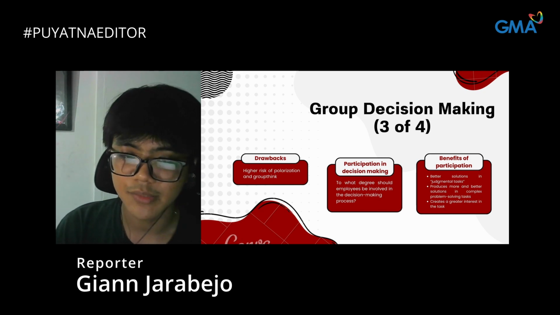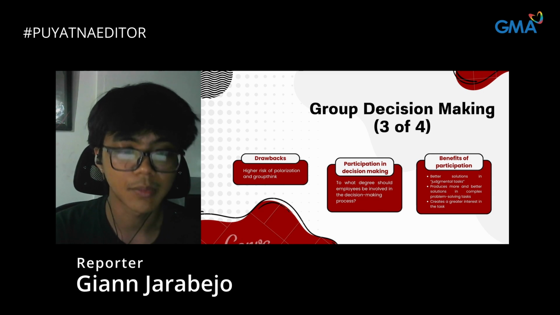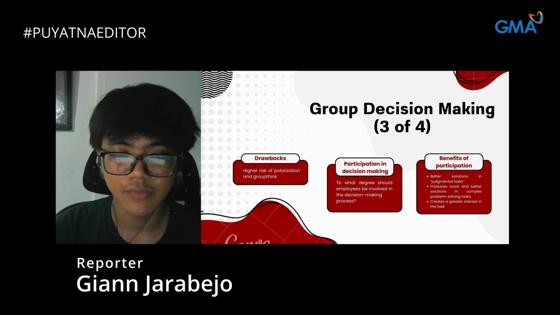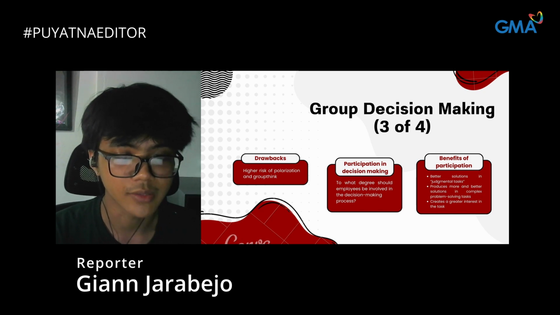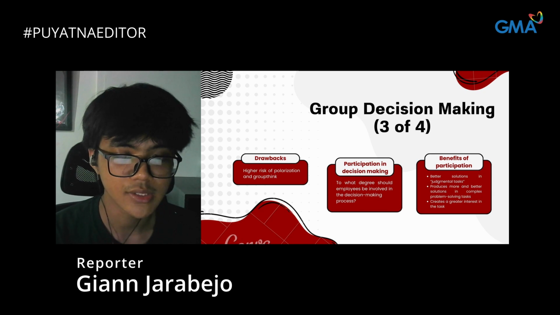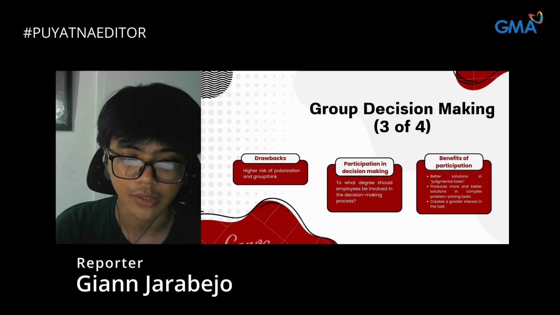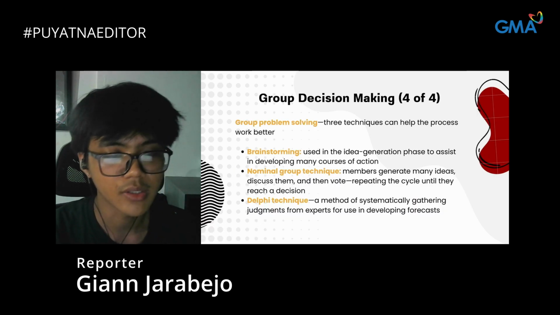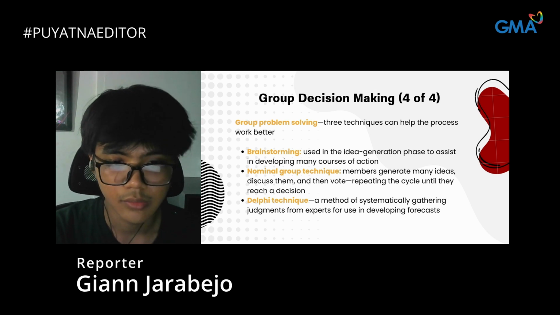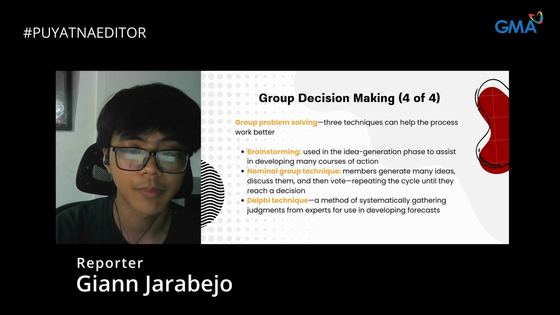So, active engagement not only leads to better results but also cultivates a sense of ownership and enthusiasm, driving individuals to contribute more effectively. For the drawbacks, we have a higher risk of polarization and groupthink. And now, moving on, we have group problem solving. Three techniques can help the process work better.